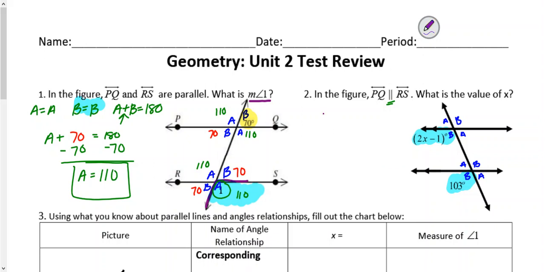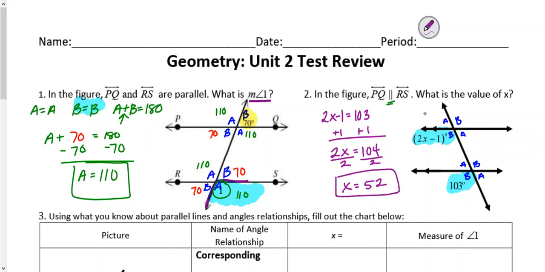So if I do B equals B, I have 2x minus 1 is equal to 103. Add 1. So we get 2x to equal 104. Divide by 2. And we get x to equal 52. And that's all we had to solve for, because that's what the question was asking us. What is the value of x?